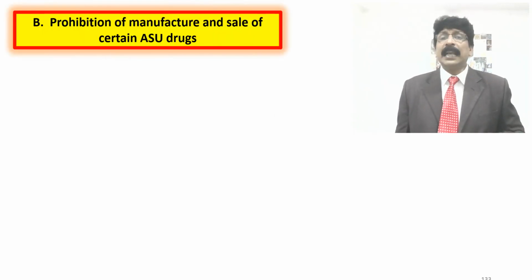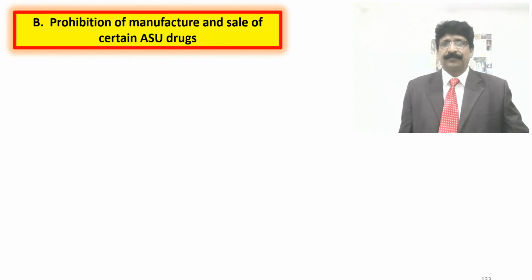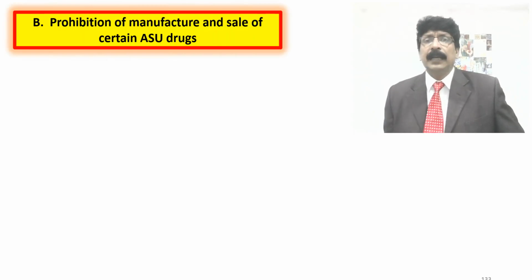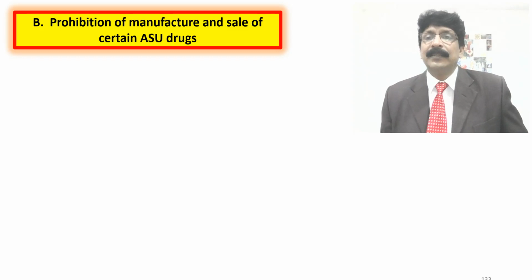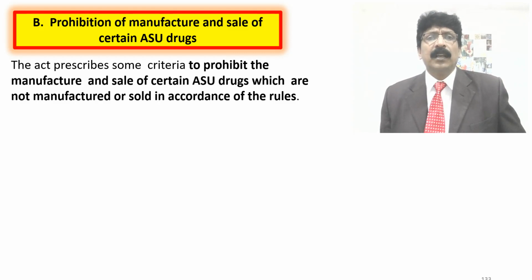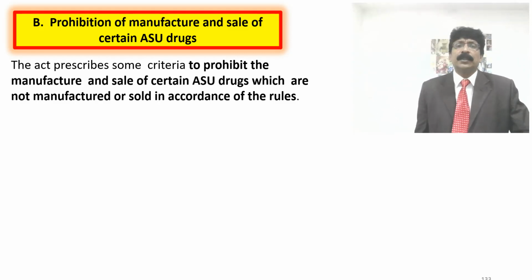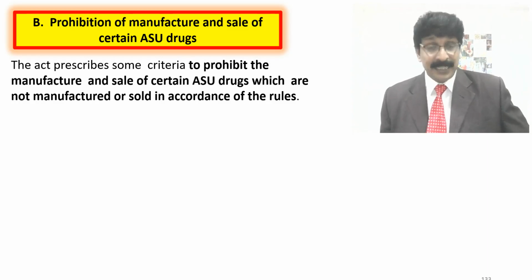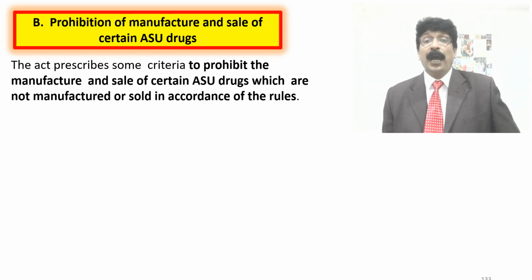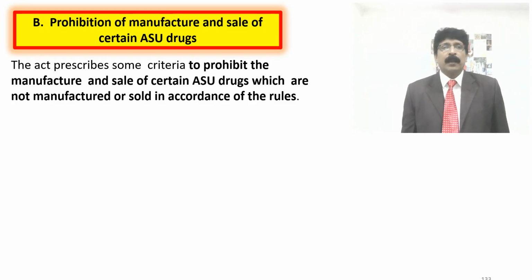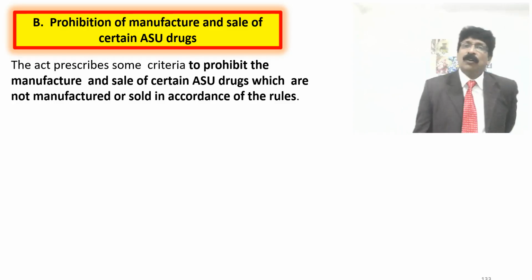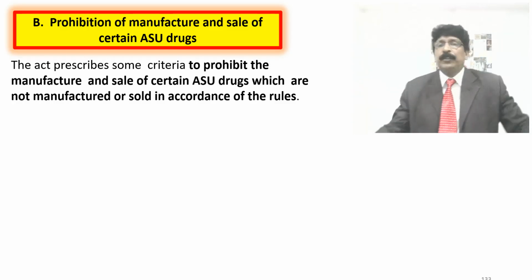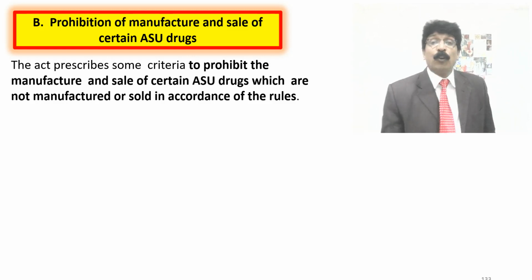And the second one, prohibition of manufacture and sales of certain Ayurveda, Siddha, Unani drugs. The Act prescribes some criteria to prohibit the manufacture and the sale of certain Ayurveda, Siddha, Unani drugs which are not manufactured or sold in accordance with the rules. If they are away from the rules or against the rules, if they are not following the rules.